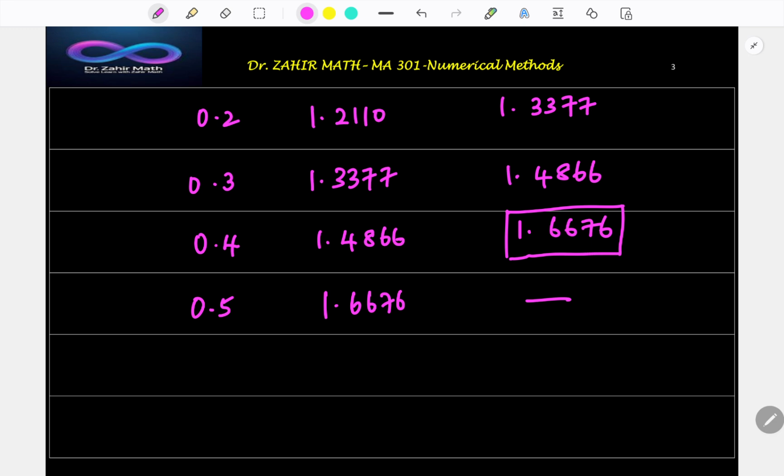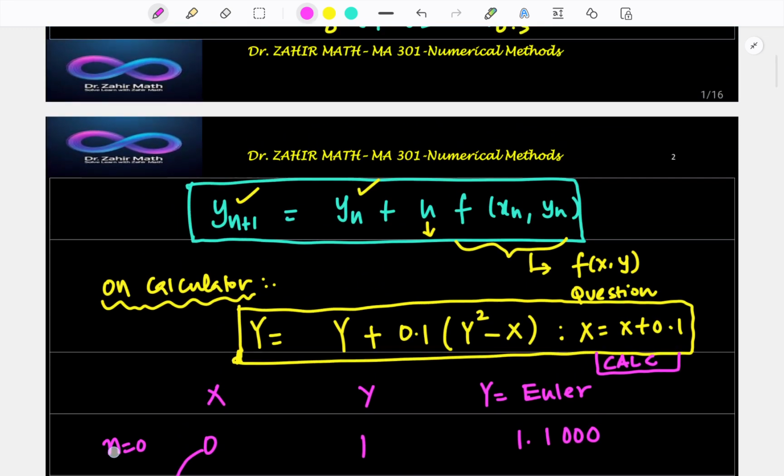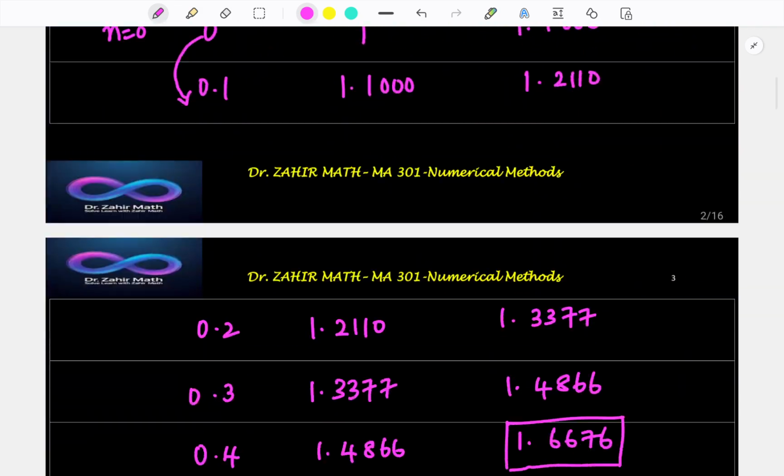Keep in your mind, the answer for the question is y of 0.5 is equal to 1.6676. You have to write it. The last value you should not write. Keep in your mind, because we are jumping from interval to interval. It's clear to all of you, right? Euler's algorithm, very simple.